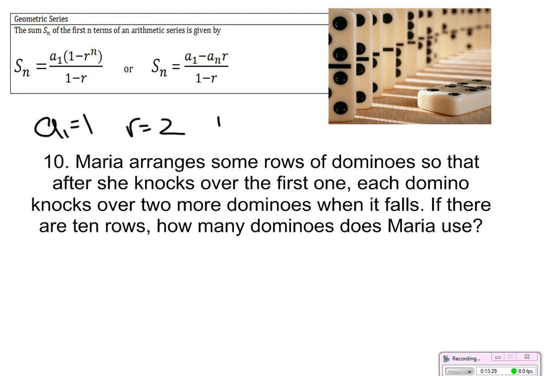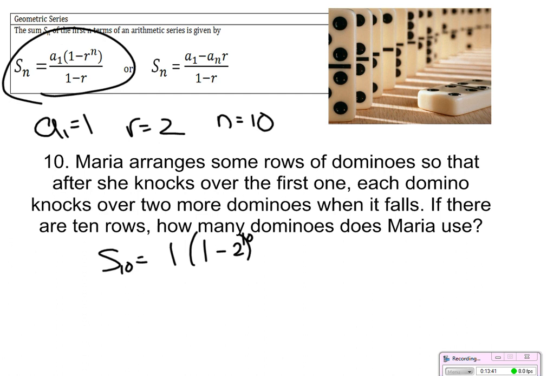This is where I want to use this one. So I'm going to take 1 minus 2 raised to the 10th all over 1 minus 2. So 2 to the 10th, 1 minus that, all that divided by negative 1. So she's going to use 1,023 dominoes.